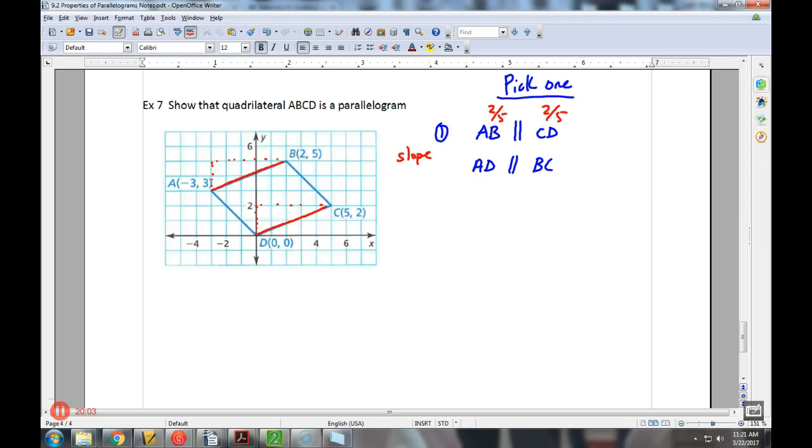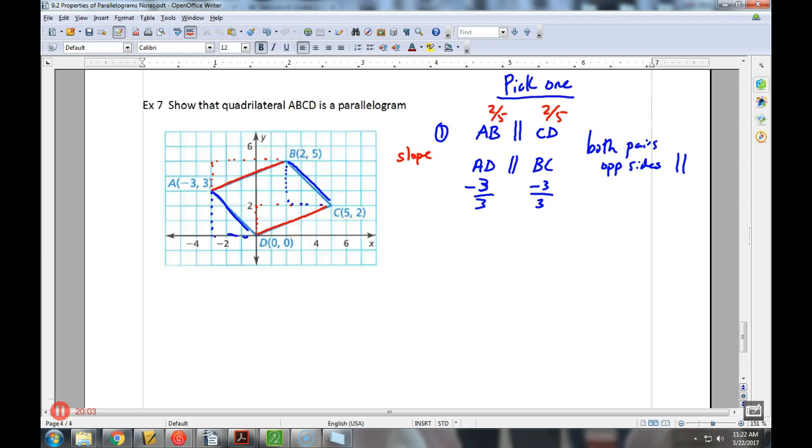So now coming the other way, these slopes are negative. They're coming down, and it looks like they go down 3, right 3. So this guy's slope right here is down 3, right 3, and AD is going to do the same thing, down 3, right 3. So basically, I've just proven that that's a parallelogram because I showed that both pairs of opposite sides are parallel. So that's what we did for this one.